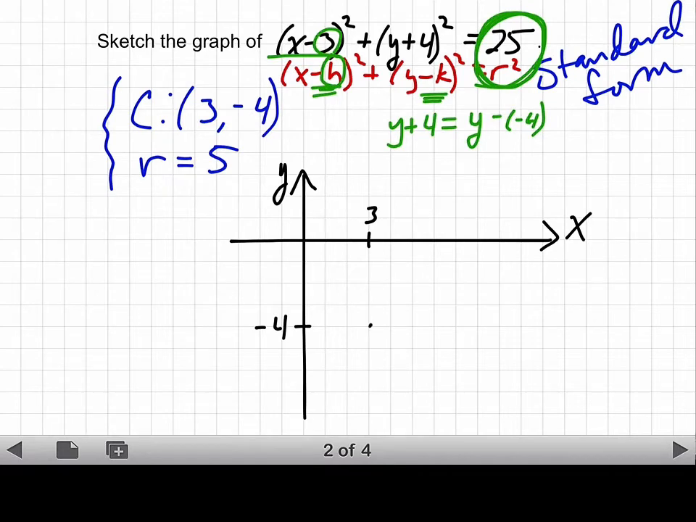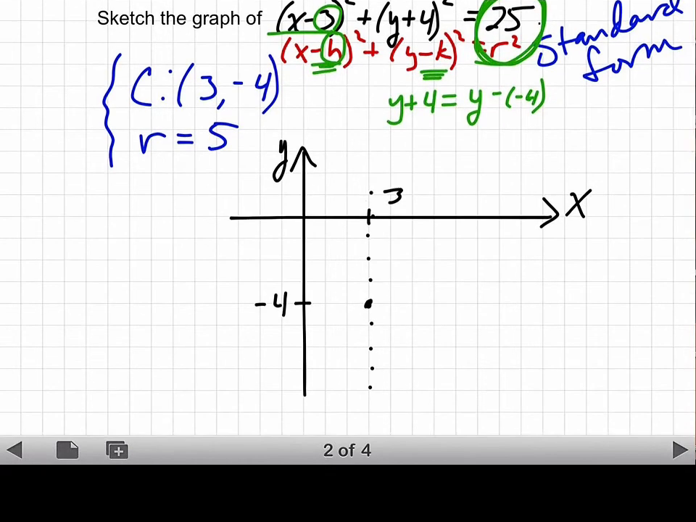So that's going to be our center, and then the radius is 5. Oh, I see, I put the 3 in a bad spot. Let me move that. There. So from the center, we can go 5 units up, 5 units down, 5 units to the right, and 5 units to the left.